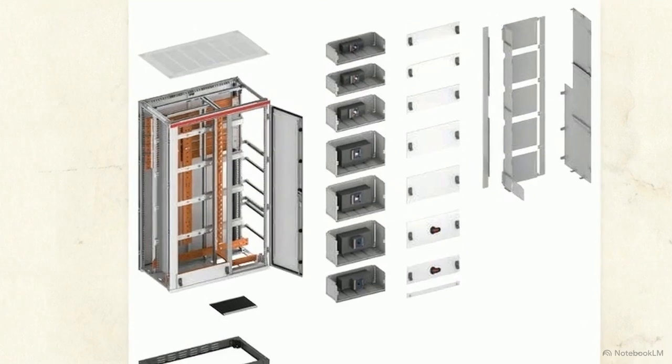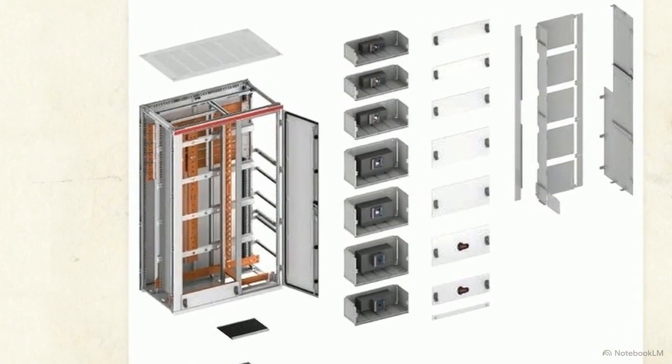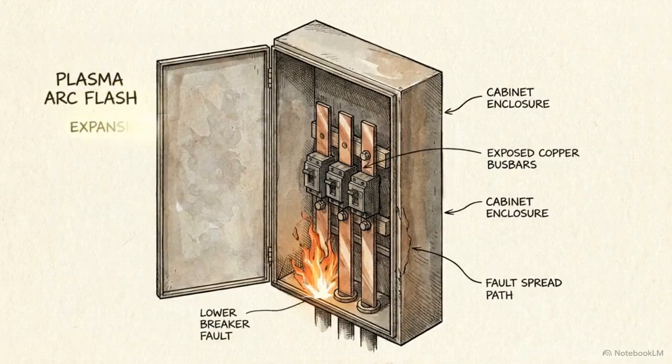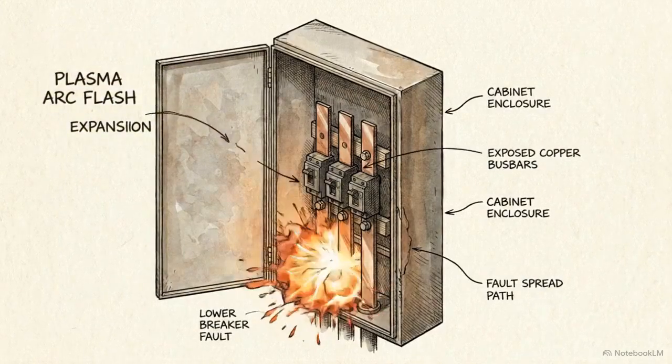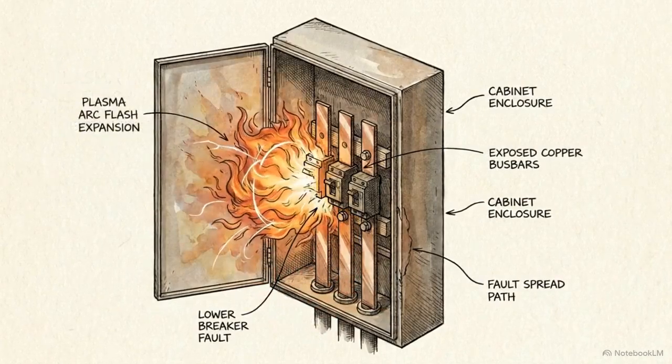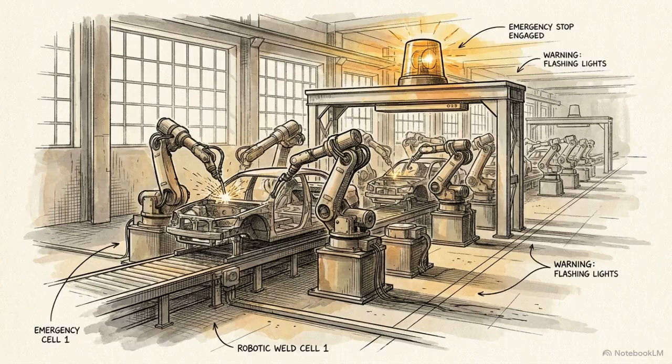The most basic layout is Form 1. In this configuration, there is absolutely no internal separation between the main power bus bars and the functional units. If an arc flash or catastrophic component failure occurs in a Form 1 panel, the blast can instantly spread, consuming the entire main busbar system. Critical industrial environments require higher levels of separation to isolate fault zones and contain damage.